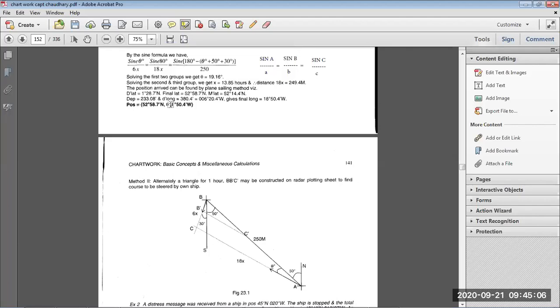And the position the ship can arrive at by the plain sailing method. So if you are doing the plain sailing method, the position of the ship we will have to calculate by plain sailing method, which is this position. So we need to find the time. With this distance, we have the distance 18x, and we divide by the ship speed, we'll get the time.